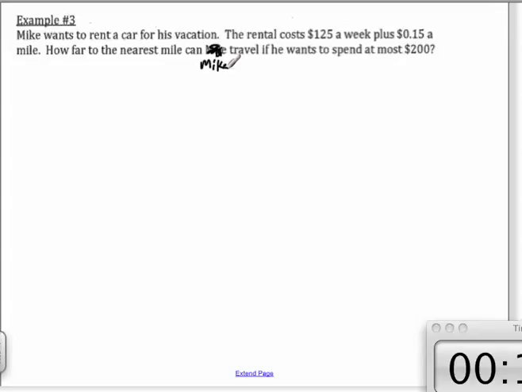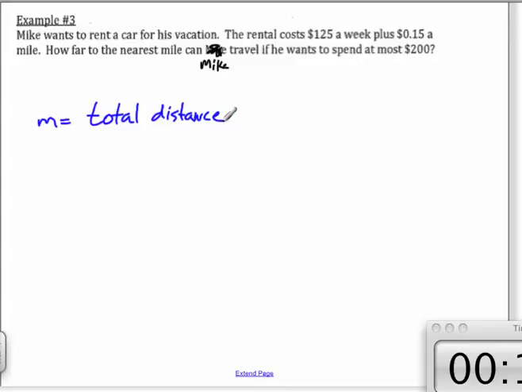Somebody choose a variable for me. Choose a variable for me, Alfredo. M. And what does M stand for, Alfredo? The total he can spend. Total he can spend? That's not what our question asks, right? We know how much he can spend. We know he can spend $200, right? What is the thing that I'm looking for, though? The nearest mile. Okay, to the nearest mile, so total distance, right? All right. So M stands for total distance. We'll let it be miles or whatever. It doesn't matter. Alfredo picked M for us.